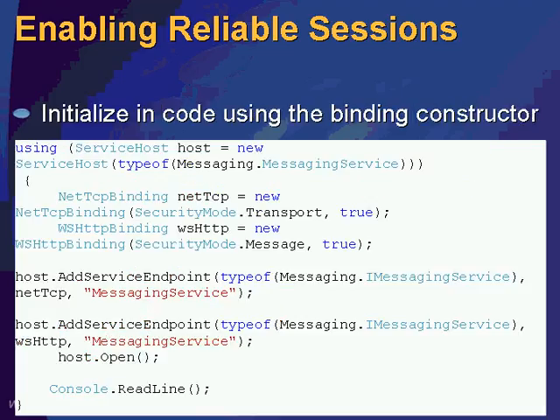You can also enable it programmatically. When you construct the binding, NetTCP has a property or a parameter for setting the reliability to true. So the second parameter to the constructor in both cases will enable reliable sessions. And then, of course, you add your service endpoints programmatically, open the host as usual, and this would give you an initialized couple of endpoints that both support reliable sessions.